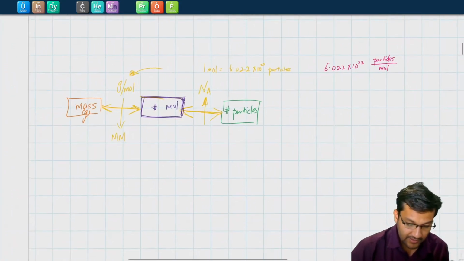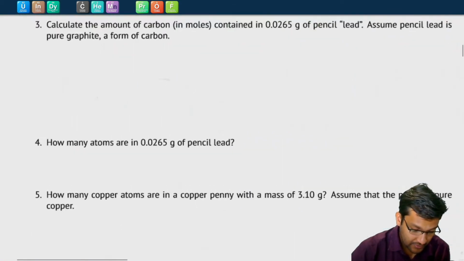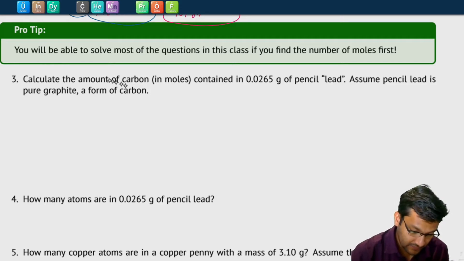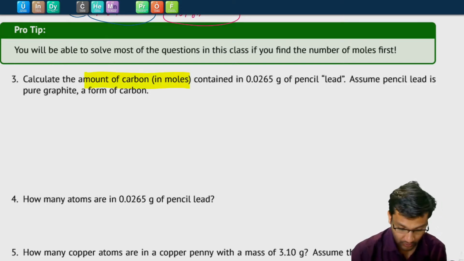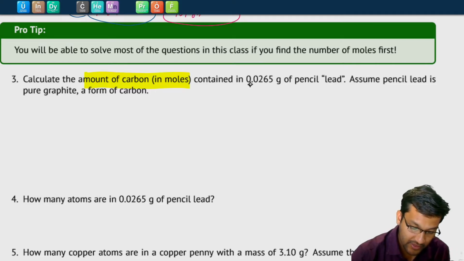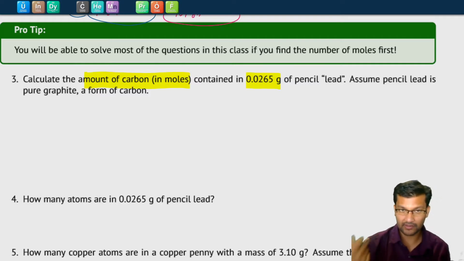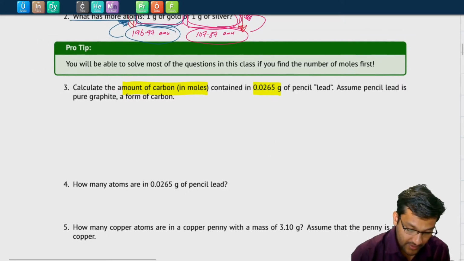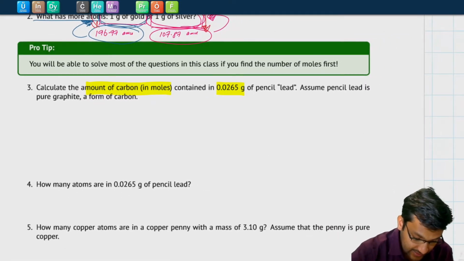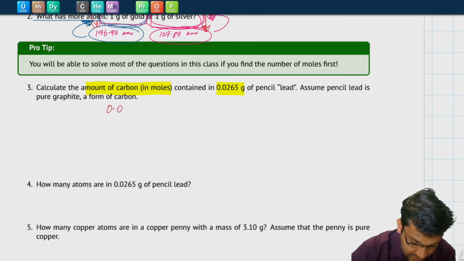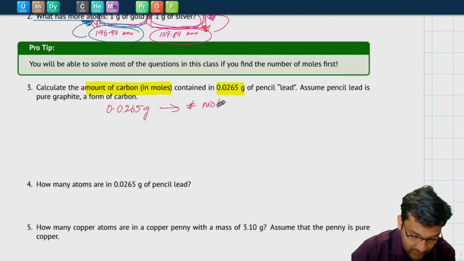Okay, so let's look at some example calculations. Let's look at number 3 in your workbook. Here, the question is asking us to calculate the amount of carbon in moles given 0.0265 grams of pencil lead. And we're going to assume that pencil lead is just pure graphite, pure carbon. So, in this question, they're asking us to go from mass in grams, 0.0265 grams, to number of moles.